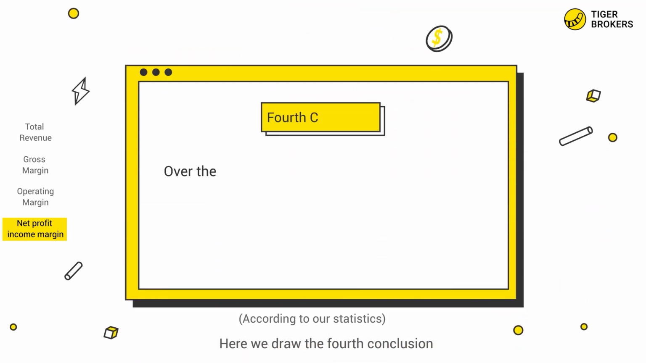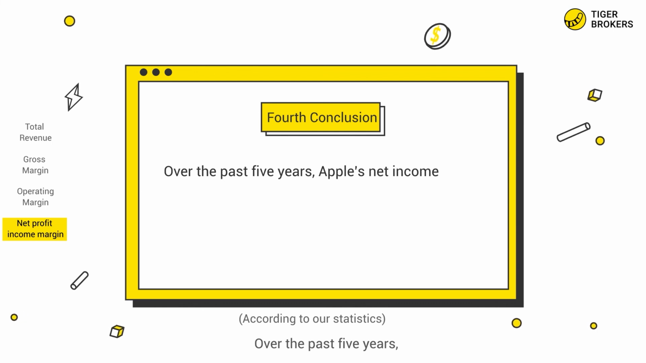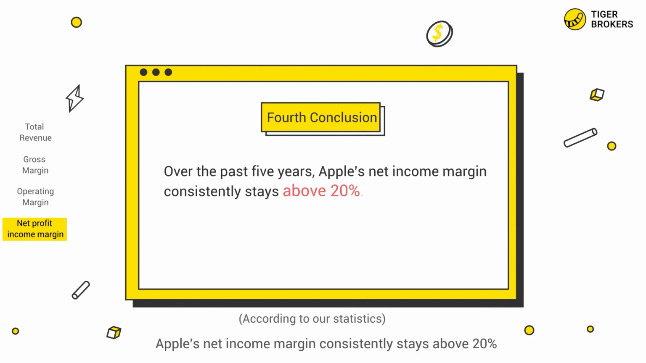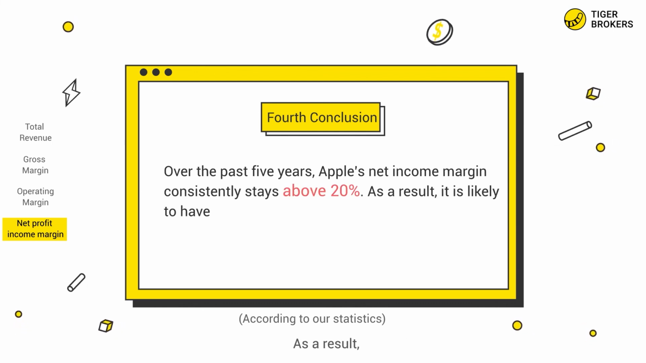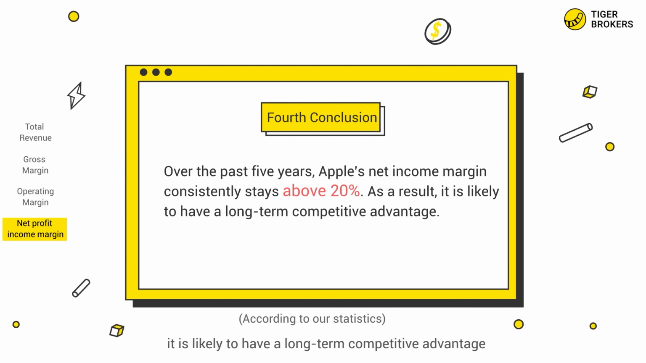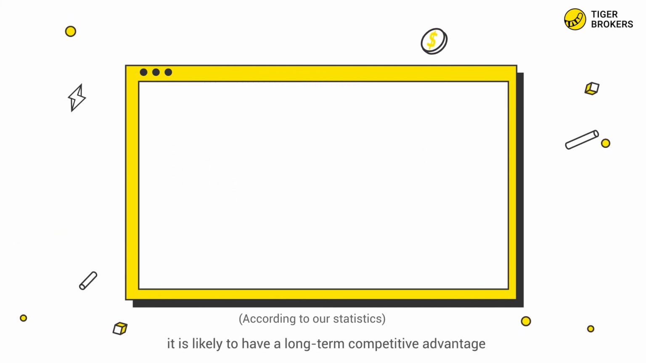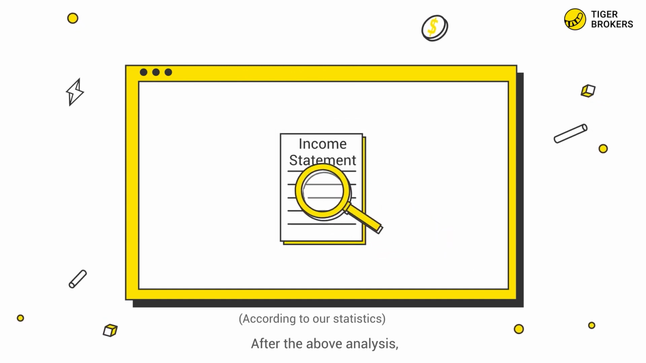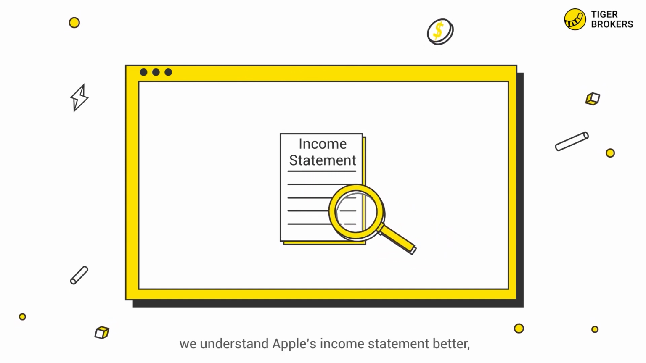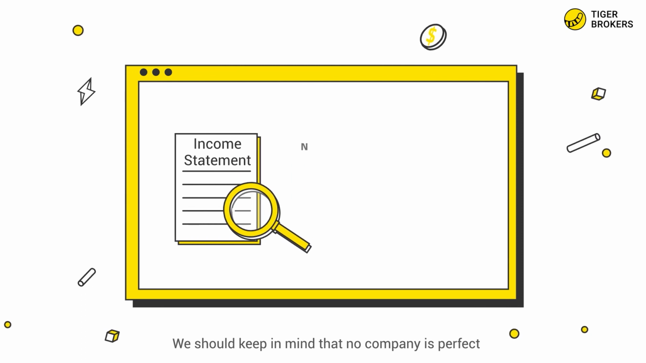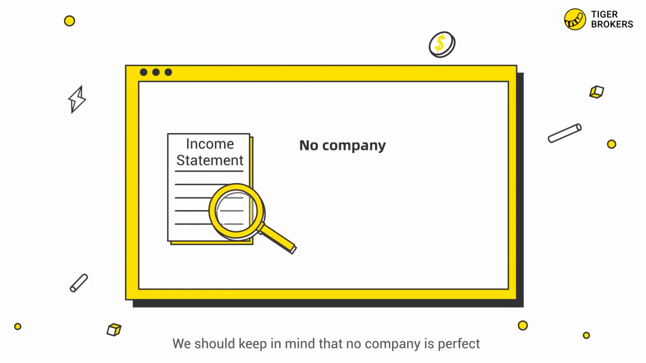Here, we draw the fourth conclusion. Over the past 5 years, Apple's net income margin consistently stays above 20%. As a result, it is likely to have a long-term competitive advantage. Summary: after the above analysis, we understand Apple's income statement better, don't we? We should keep it in mind that no company is perfect.